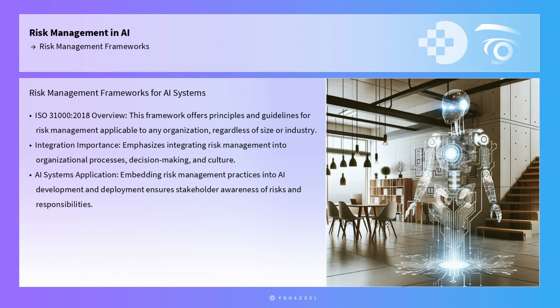Beyond the NIST RMF, another relevant framework is the ISO 31000:2018 Risk Management Guidelines, which offer principles and guidelines for risk management applicable to any organization, regardless of size or industry. This framework emphasizes the importance of integrating risk management into organizational processes, decision-making, and culture. For AI systems, this means embedding risk management practices into the AI development and deployment processes, ensuring that all stakeholders are aware of the potential risks and their responsibilities in mitigating them.